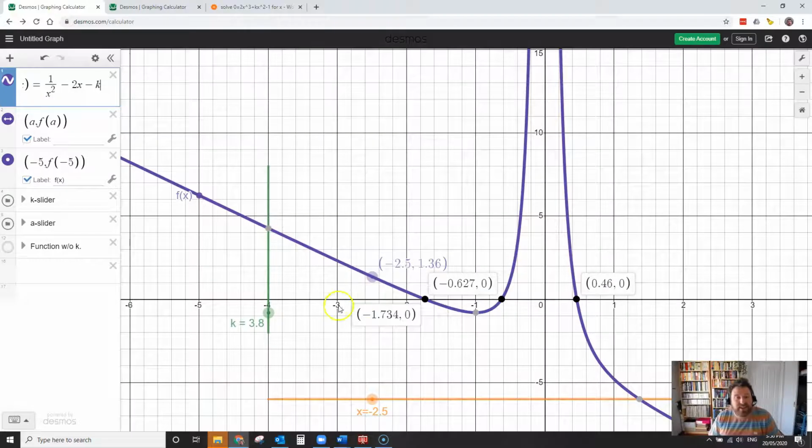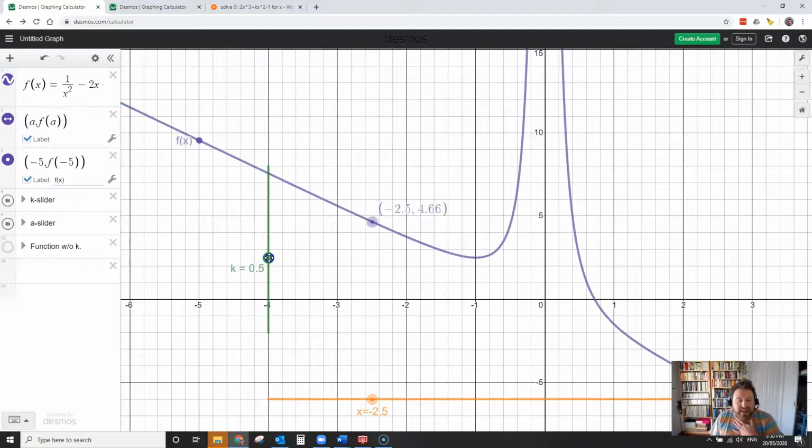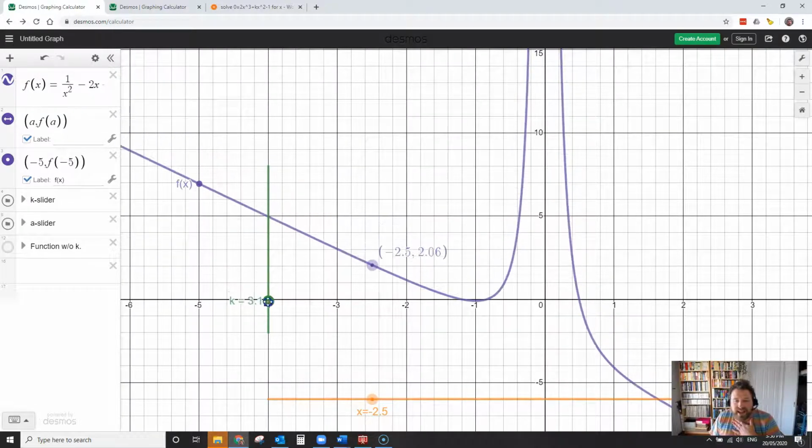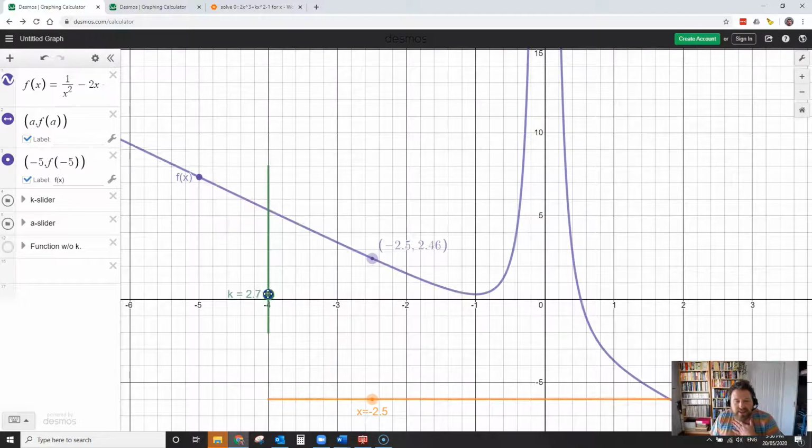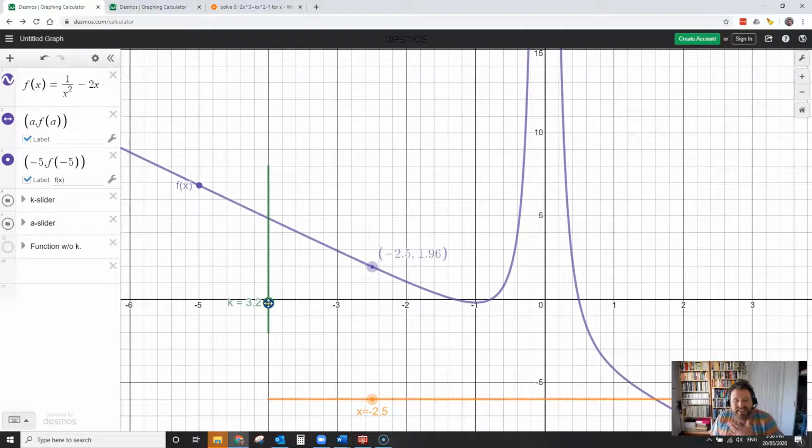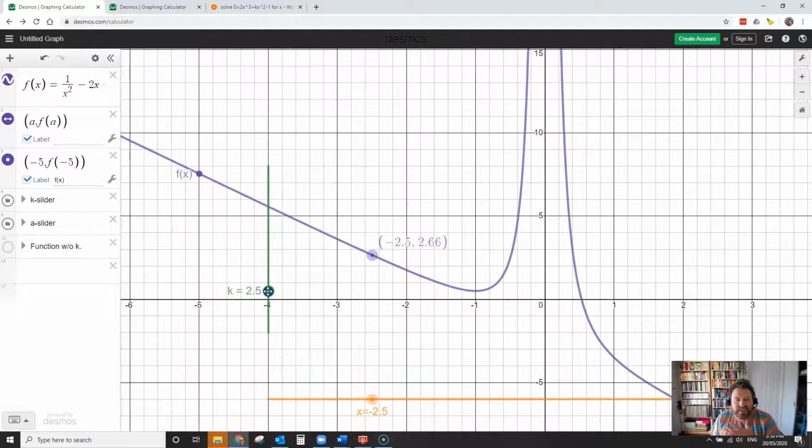So the x-intercepts of this graph, this purple graph here, are the intersection points, the x values for those intersection points. And we can see there's 3 when k is 3.8, but when k is 0.5, there's only 1. So similarly to before, we could vary k, and we could see that, once again, it's somewhere around 3, but we still don't know if it's exactly 3, frustratingly.